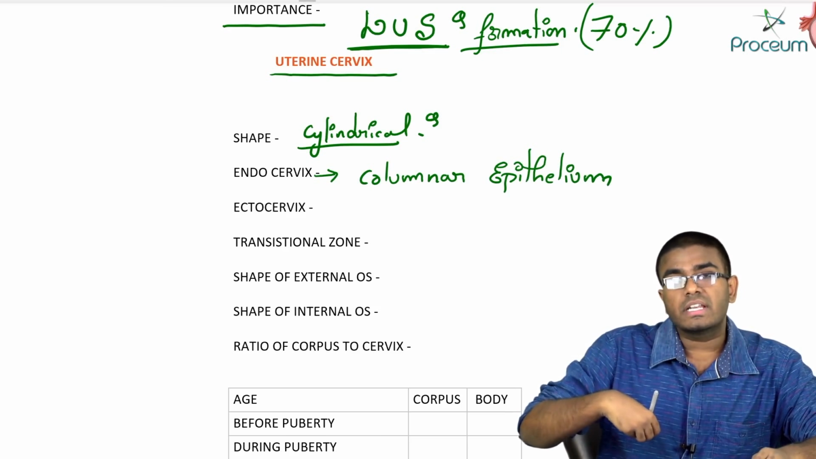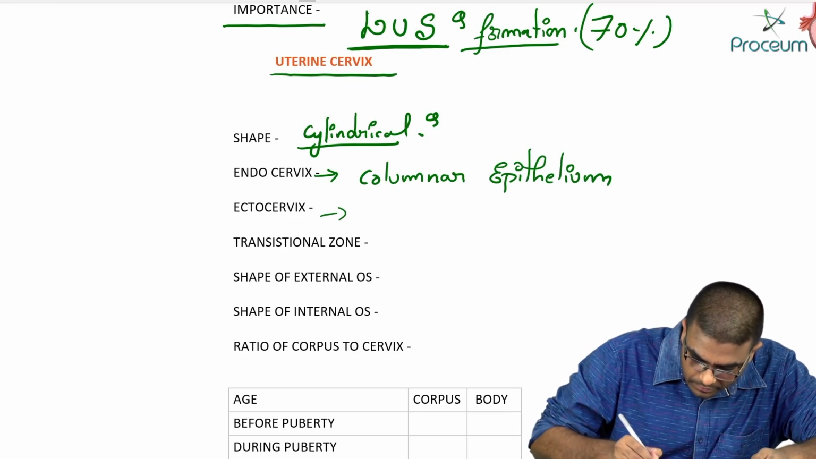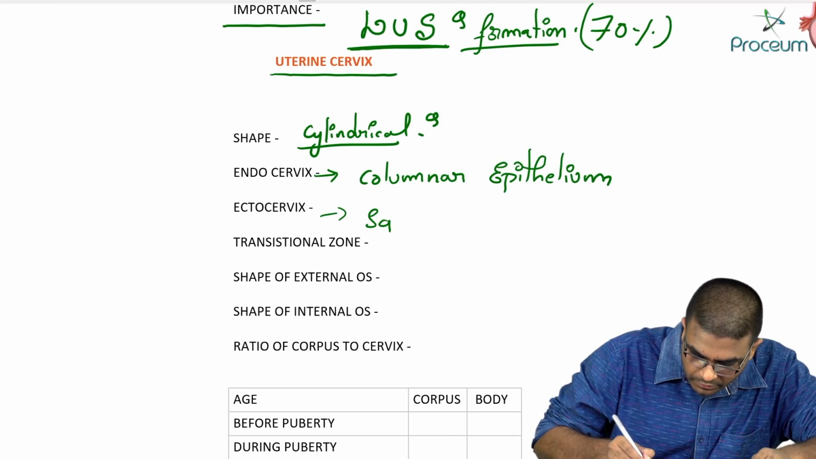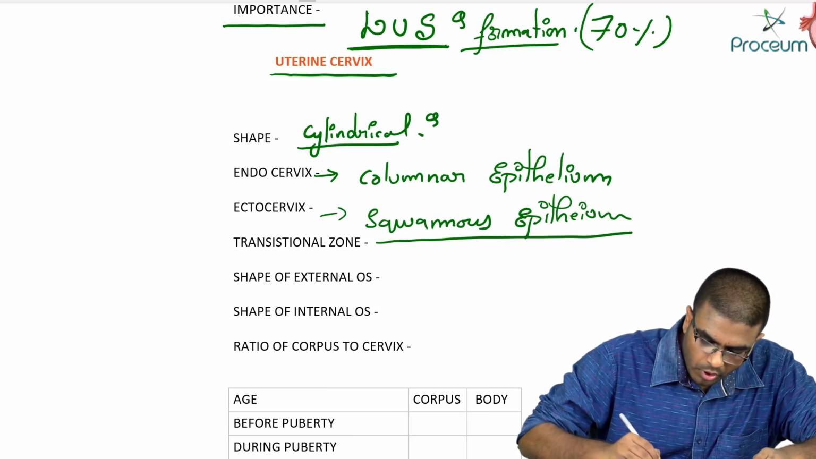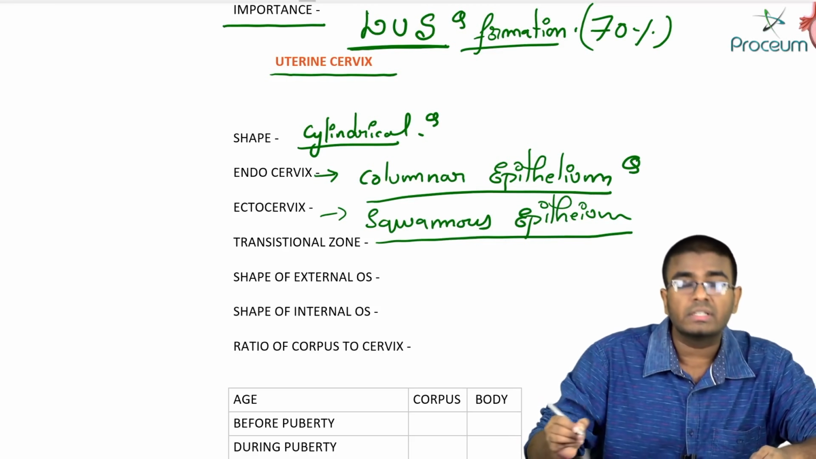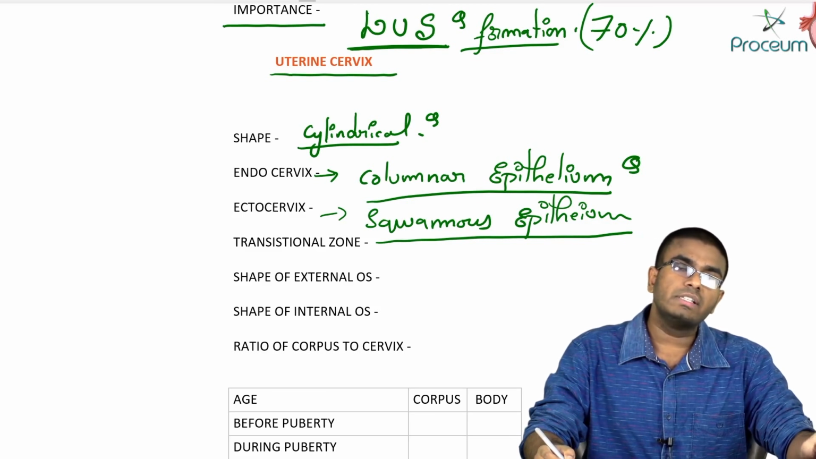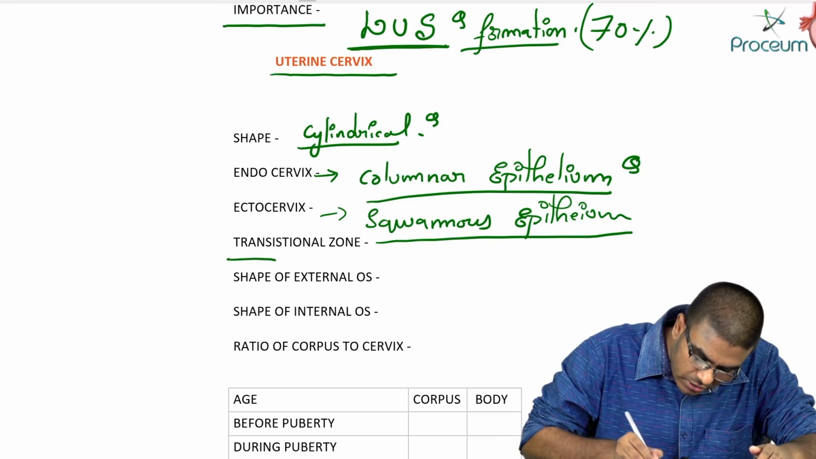Ectocervix, towards the vagina, is lined by squamous epithelium. Okay, very important MCQ which was repeated more than 3 to 4 times. Okay, ectocervix, endocervix. Now, transitional zone.